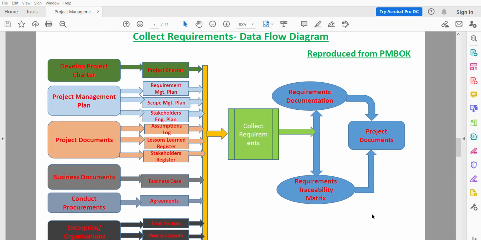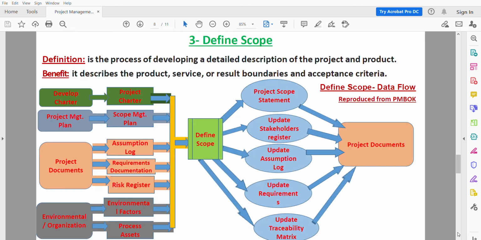Now we talk about the third process, which is the define scope. So define scope, the definition is it is the process of developing a detailed description of project and product. The key benefit of this process is it describes the product, service, or result boundaries and acceptance criteria. And this is the data flow of this process.